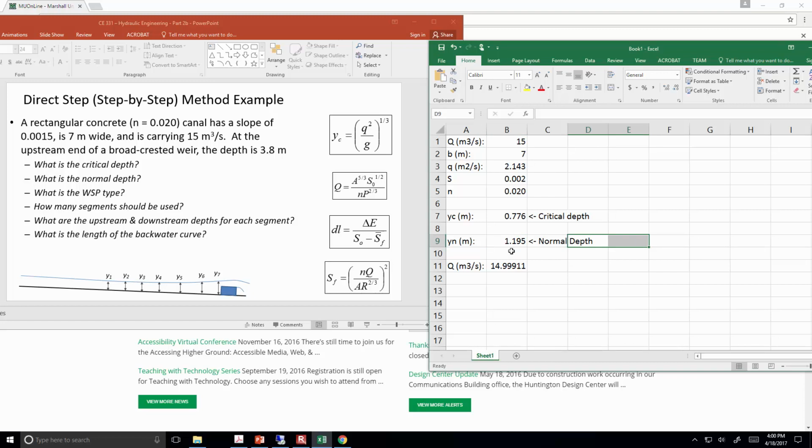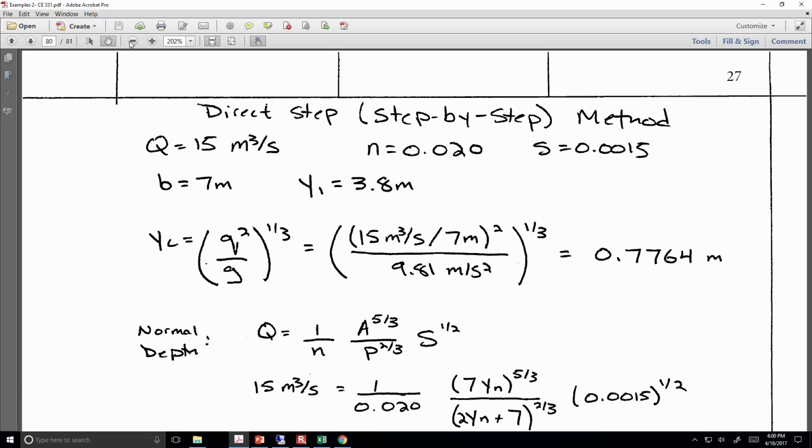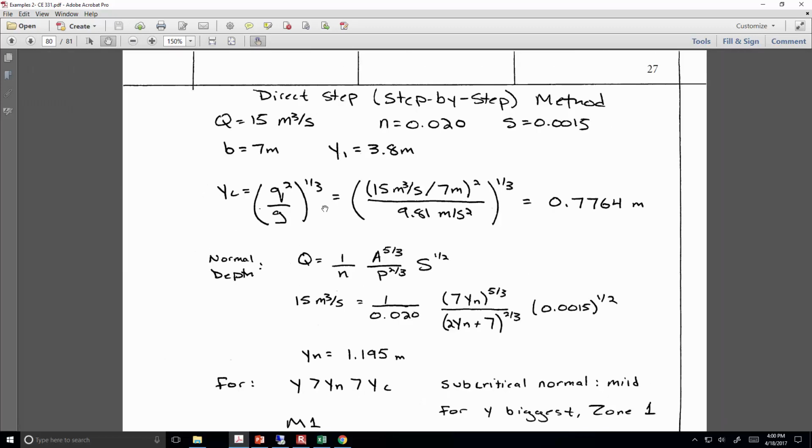You can use goal-seek to calculate the normal depth, or maybe it's just better to calculate it by hand or using a calculator. So the critical depth should be 0.776. The normal depth is 1.195.